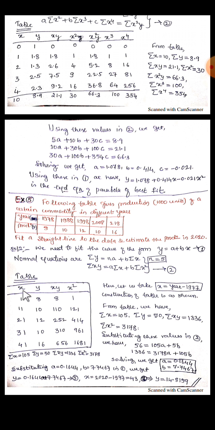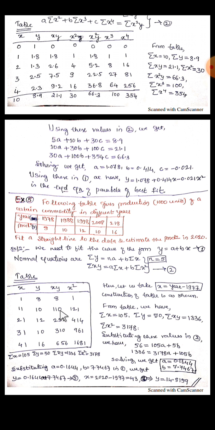Now small x is modified with this formula: x is the year minus 1977. So year 1978 minus 1977 is 1, 1988 minus 1977 is 11, 1998 minus 1977 is 21. Similarly, for these two, we are getting 31 and 41. And y is kept as it is. Then the subsequent columns correspond to the summations in the normal equations. xy and x squared are required, as discussed in the earlier case.